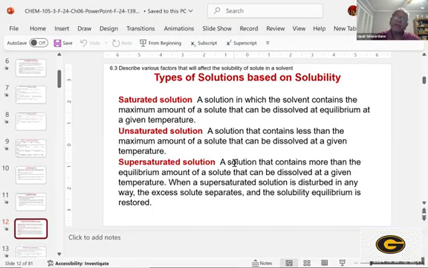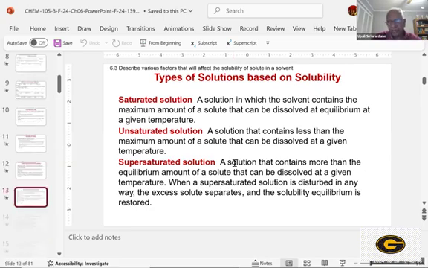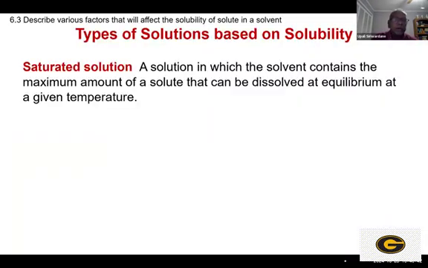We're going to talk about types of solution based on solubility. Based on solubility, a saturated solution has the maximum concentration, the maximum amount of solute that can be held at that temperature.